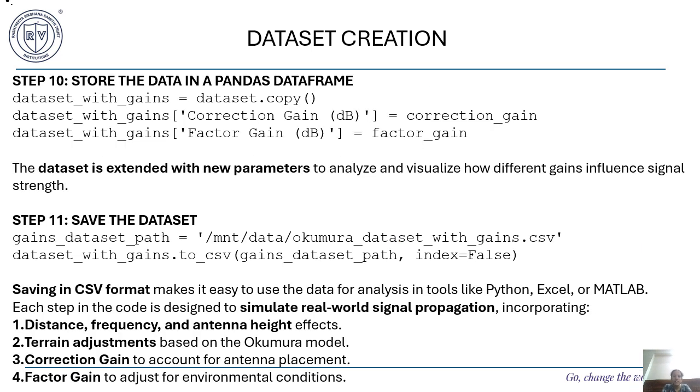So we store the dataset in a pandas data frame. The dataset is extended with these new parameters of correction gain and factor gain, to analyze and visualize how different gains influence the signal strength. They are saved in CSV format, which makes it easy to use the dataset for analysis in tools like Python, Excel, or MATLAB. In this case, we are going towards the use of MINITAB.